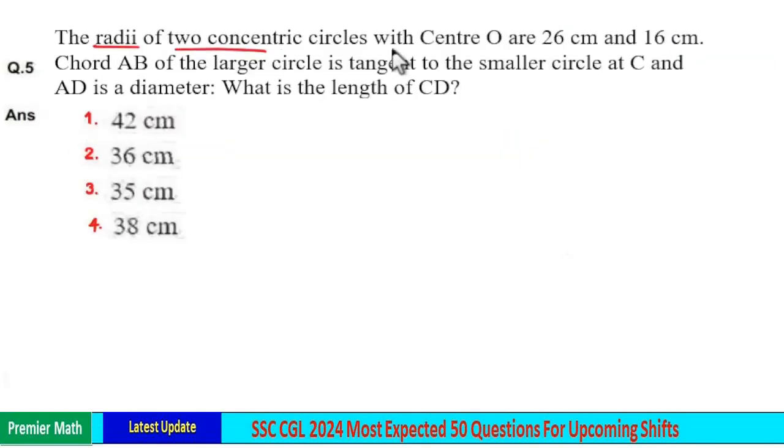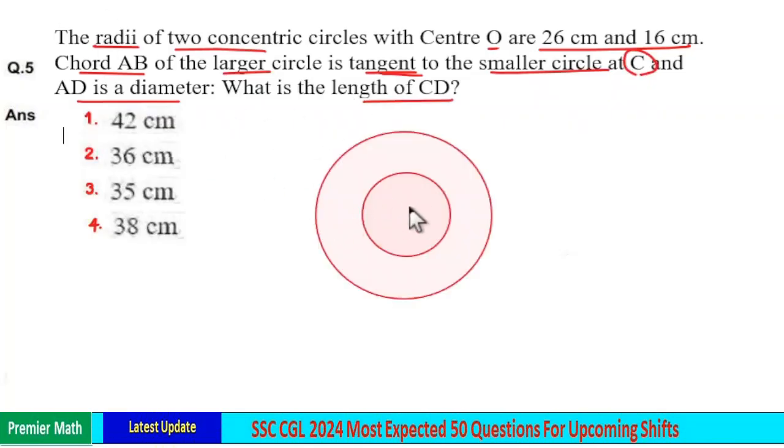The radii of two concentric circles with center O are 26 cm and 16 cm. Chord AB of the larger circle is tangent to the smaller circle at C. AD is diameter. What is the length of CD? Here, these two are concentric circles with center O and chord AB. Chord AB is tangent to the smaller circle at point C. And here AD is diameter. So we have to find out what is the length of CD here.